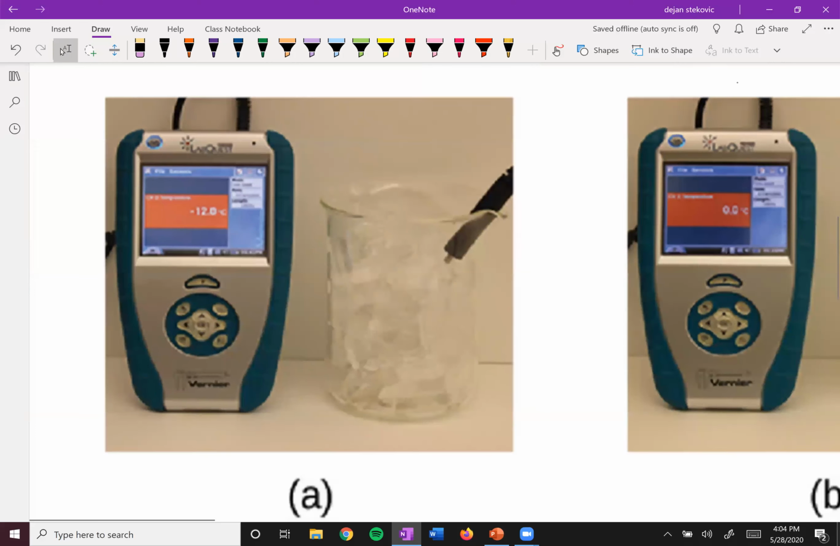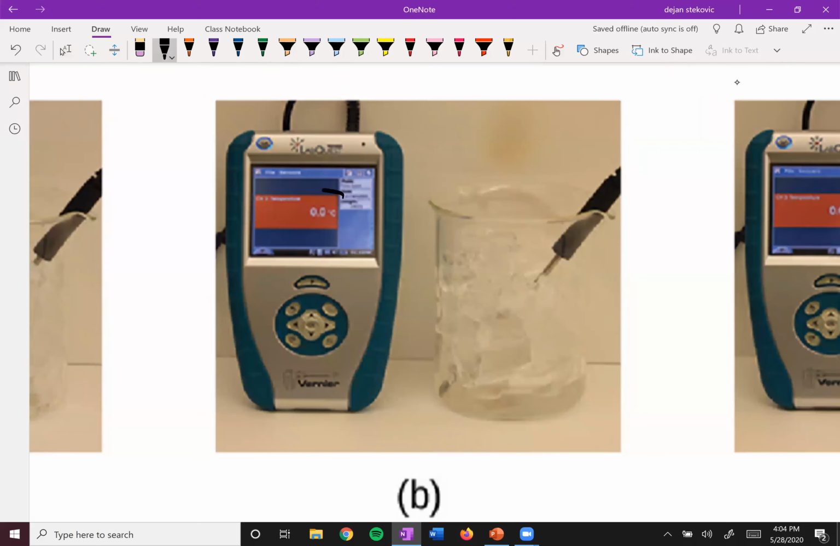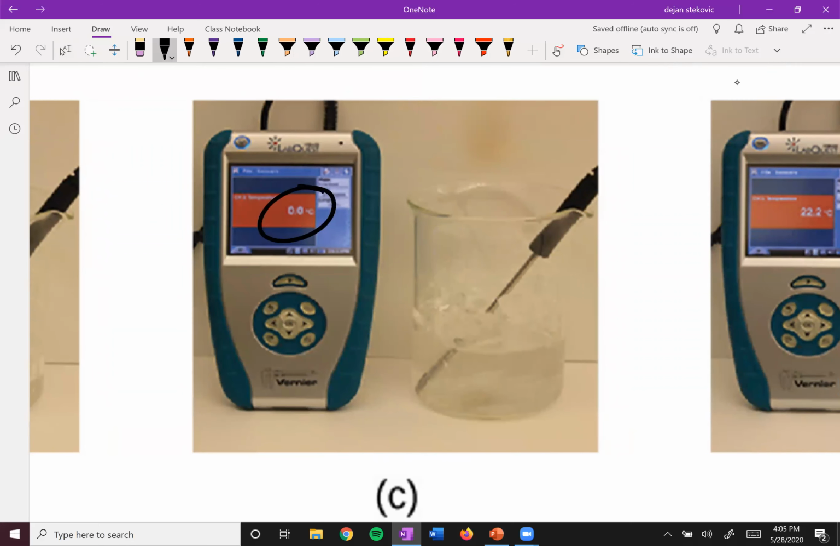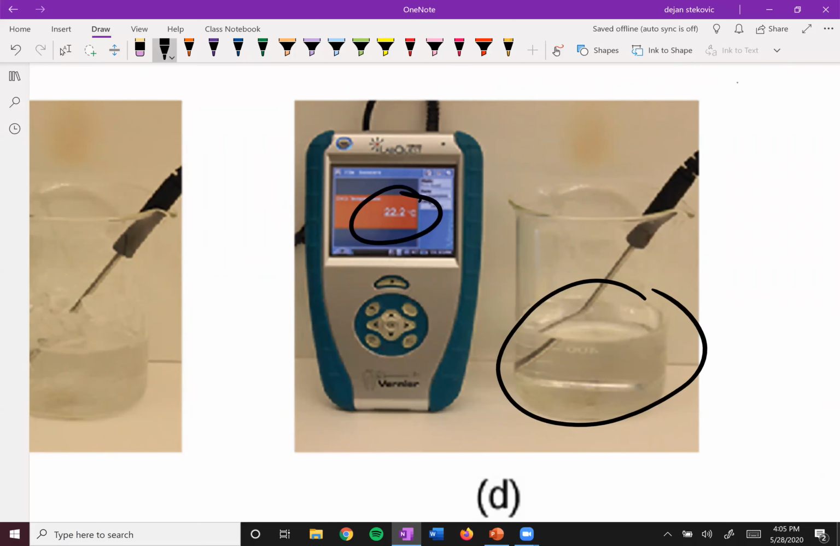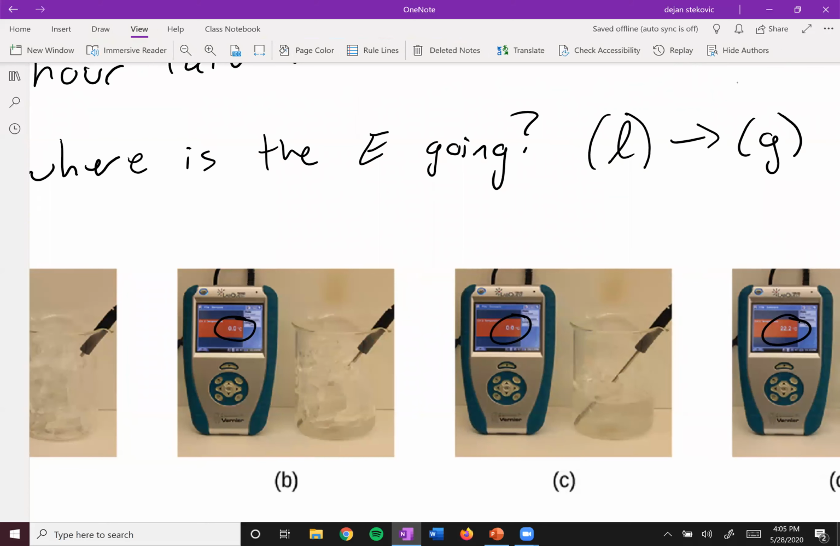Zoom in on this. So you've got ice here, and this temperature, maybe you can't read it too well. It says negative 12 degrees Celsius. And then a little while later, it starts melting. And so water melts at 0 degrees Celsius. So it's melting away. A while later, it's still melting. The temperature is still 0 degrees Celsius. Yet the system is gaining energy. Where's that energy going? It's to break these intermolecular forces. And then finally, when all of the ice has melted, it starts increasing in temperature up to 22.2 degrees Celsius, or whatever room temperature would be.